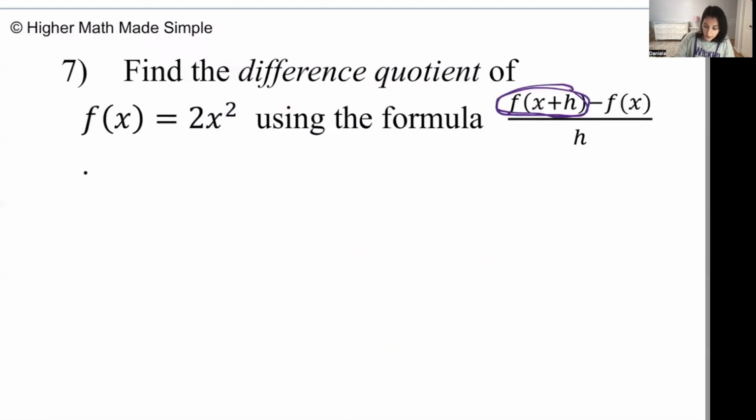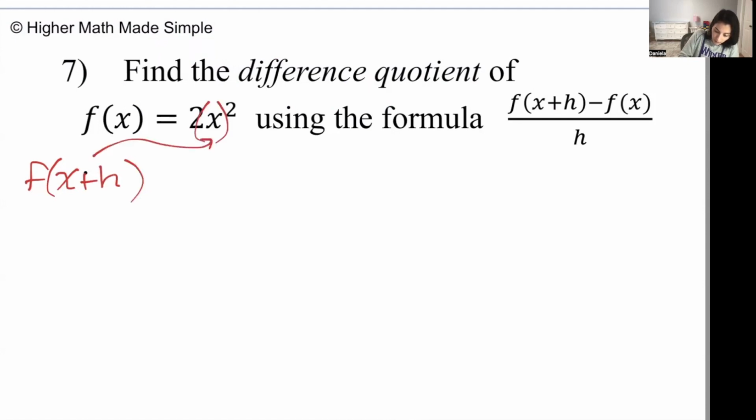So maybe just to stay organized, I like to do it piece by piece. On the side, that first piece is we need to know what f of x plus h is. So again, we're going to be substituting x plus h in the x spot. We're making that substitution. So it should look like that. After you make the substitution, now you have to simplify.